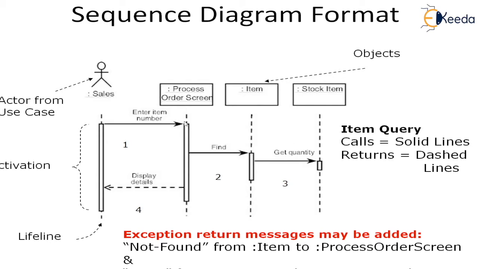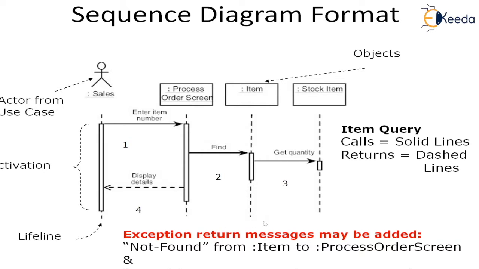So from here there is an enter item number for order processing, and when it enters this, it will try to check whether it is a valid item or not. So it will check in the item class. So a find message is going there. This is sequence number 1, the first message, and this is sequence number 2, the second message. Then a third message will go, because it has to find out how much quantity of stock is available. So it will go there, and then it will return from here to here, from here to here, and finally it will display the results.